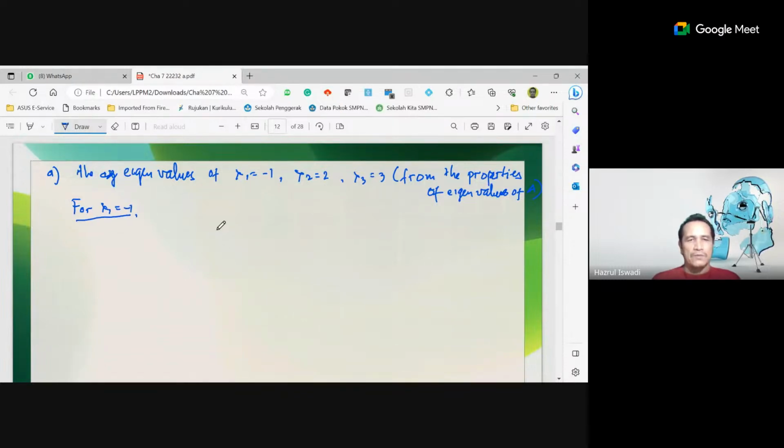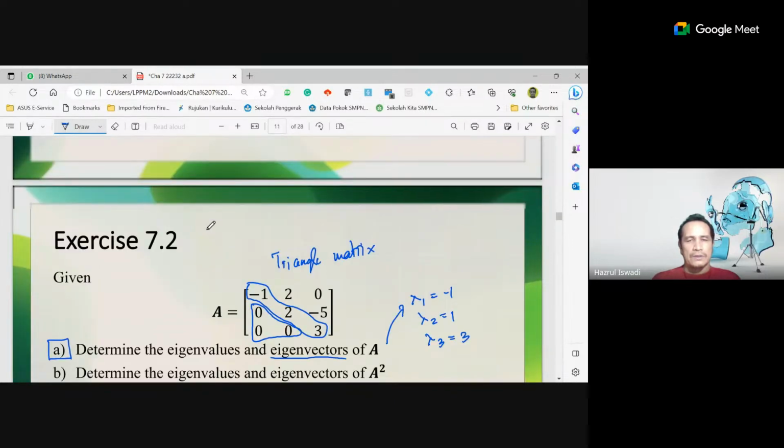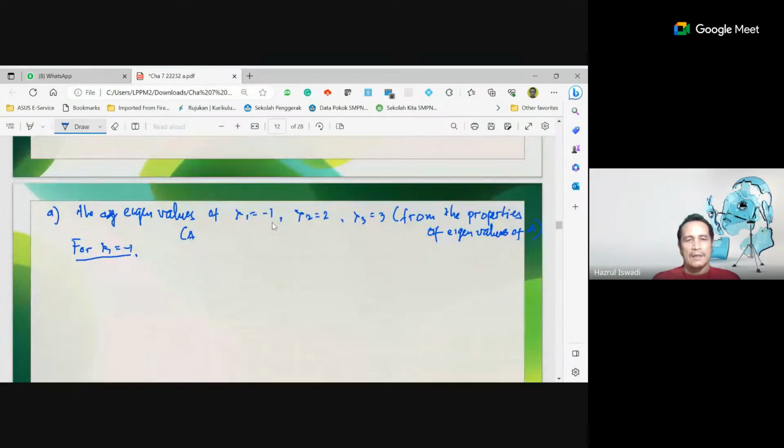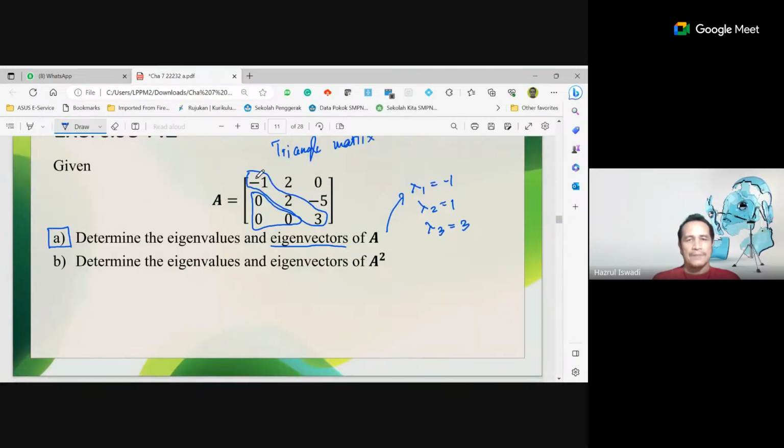Substitute this value into the equation. The equation is (A minus lambda I) multiplied by x is equal to the zero vector. So substitute minus 1 here, minus 1 in here. So this is plus, yeah, plus I. Plus I means that in this matrix the main diagonal will be added by 1.